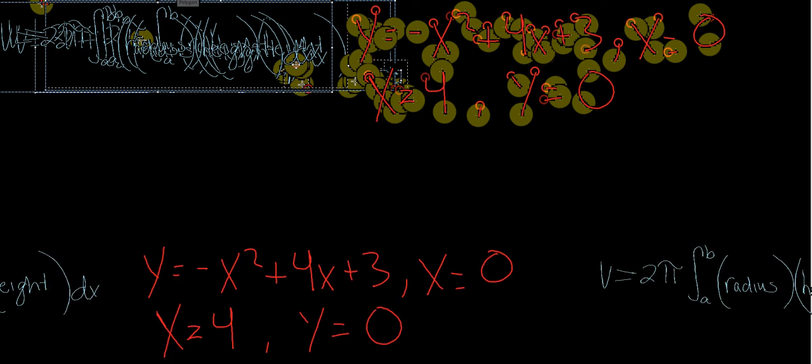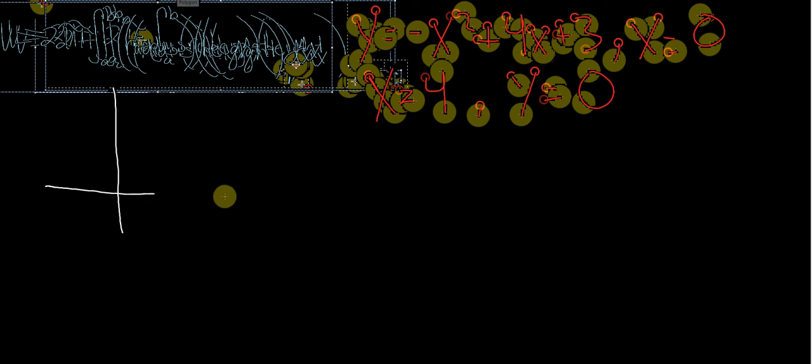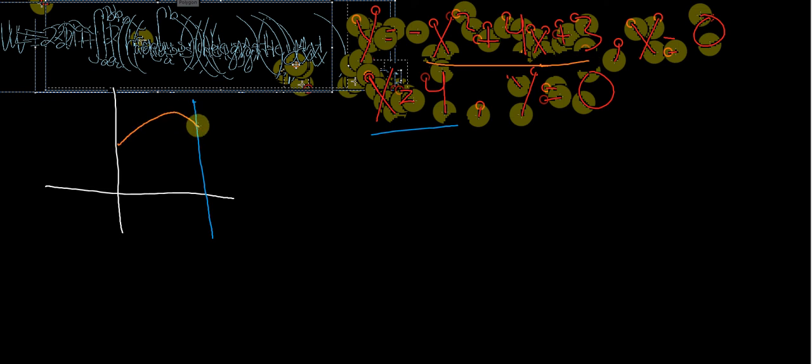So I'm going to start by drawing the graph of the function. We're only concerned with the first quadrant since we have x equals 0, y equals 0, and we have the vertical line x equals 4, and our function negative x squared plus 4x plus 3. So that looks something like this. And this problem is revolved around the y-axis. So if we were to revolve that around the y-axis, it looks something like this.